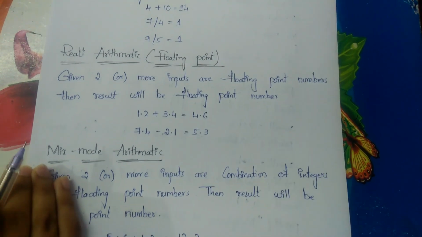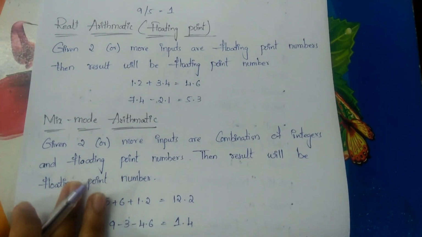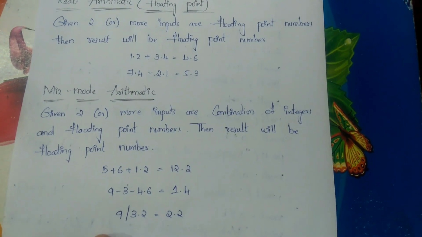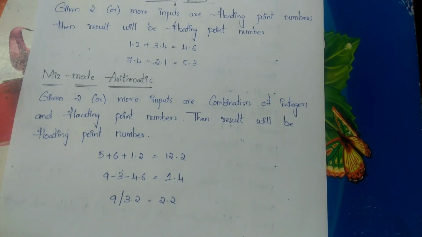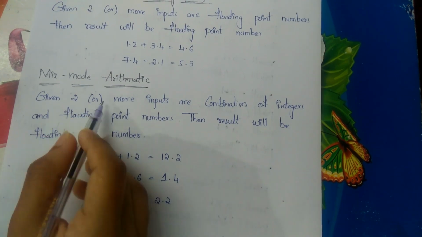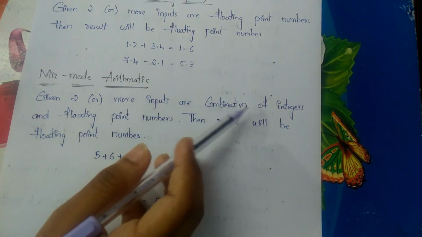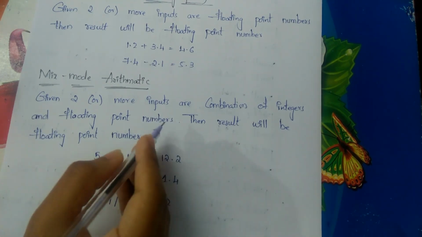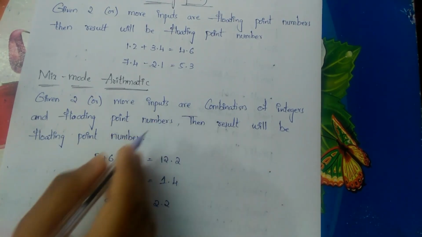Next, mixed mode arithmetic. In this mixed mode arithmetic, we give the inputs as a combination of integers as well as floating point numbers. So whenever we give two or more inputs that are combinations of integer and floating point numbers, then the result will be a floating point number.